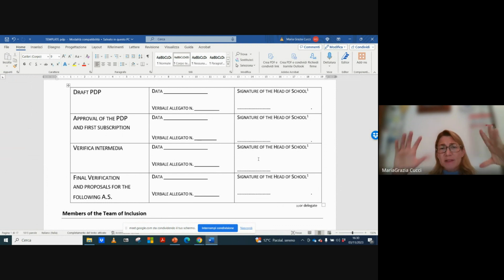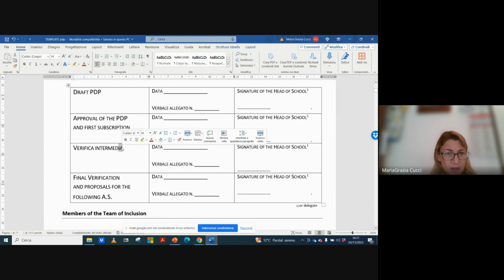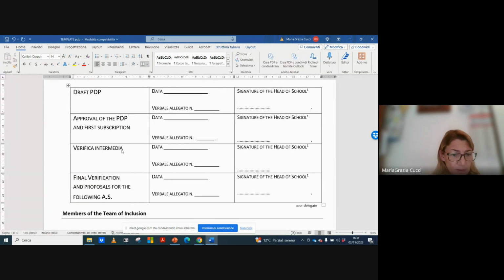You always have the first part, in which you see the date on which you have done the draft PDP, the day of the first subscription, the intermediate verification, and then the final verification.